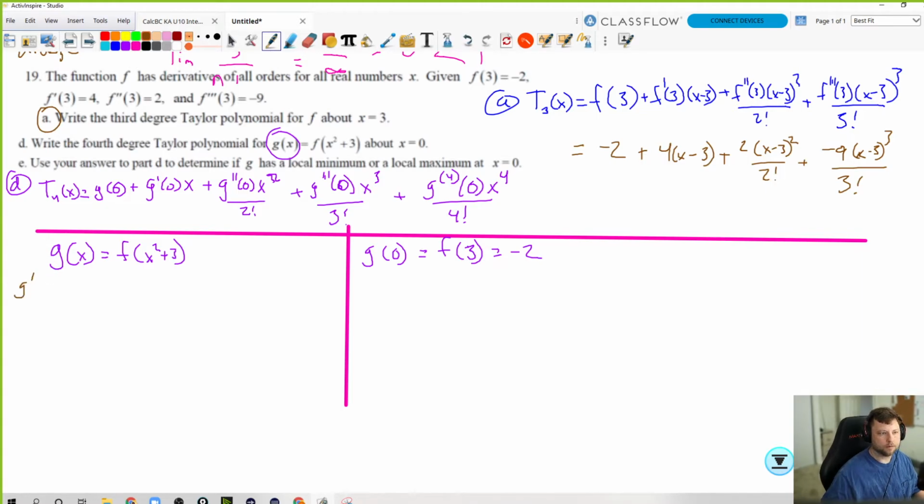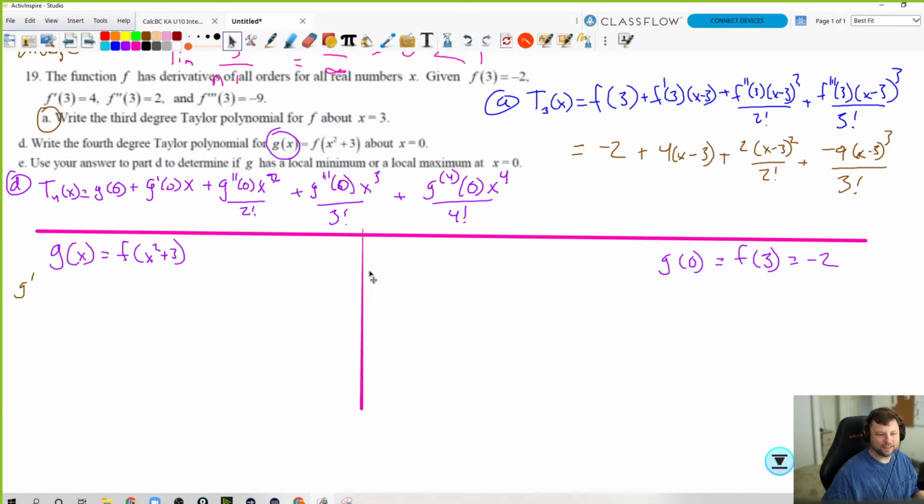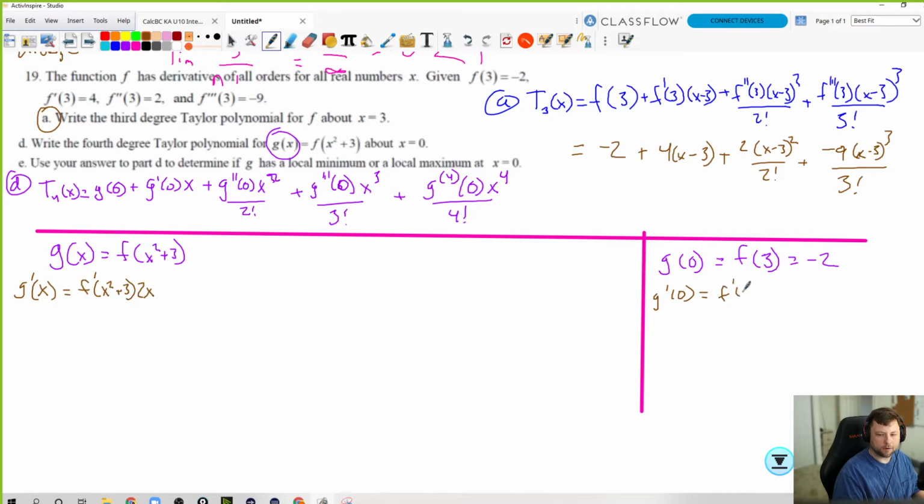So let's go g prime. Oh, I'm going to run out of room. I'm going to do this over here. You'll see why later. G prime of x. This is good chain rule practice. It's going to be f prime of x squared plus 3 times 2x, okay. So then g prime of 0 would be f prime of 3 times 2 times 0, which is just going to be 0. Whenever I'm multiplying by 0, it's going to go away to 0. Okay, so that's 0. Easy, right?